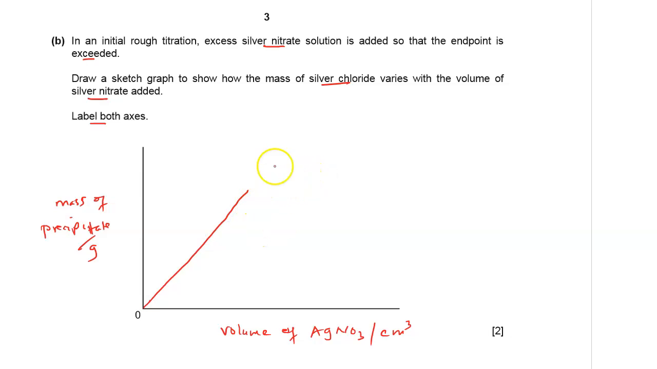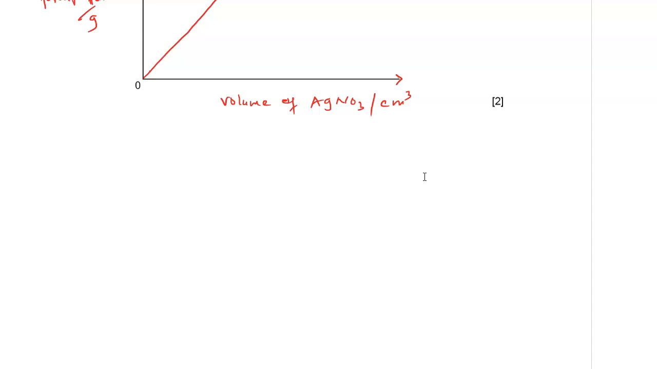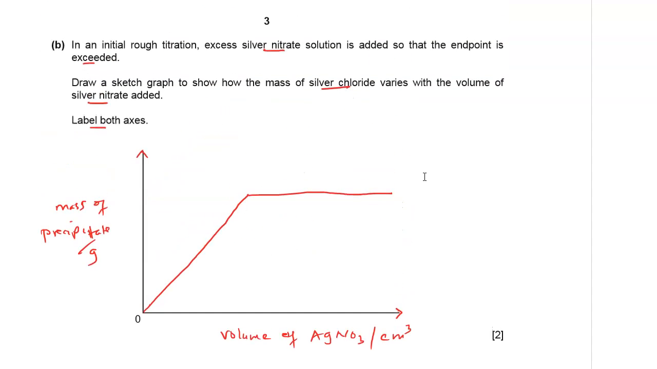and when all the silver nitrate has reacted, when all the chloride ions have been reacted so that there are no more chloride ions, any increase of silver nitrate will not make the mass of the precipitate increase. So the graph will look like that. I've exceeded here. Let me just bring it up to here. Very good. So that's how the graph will look.